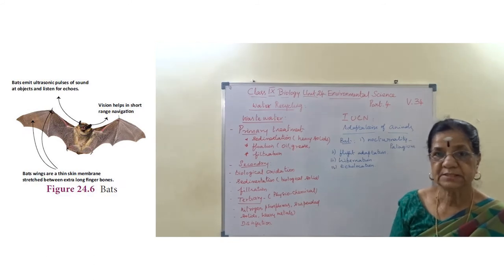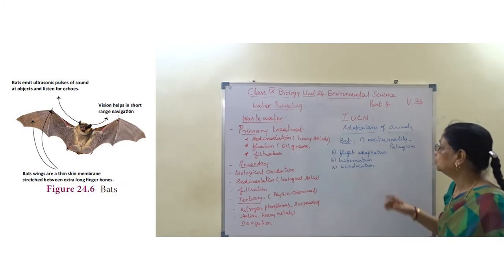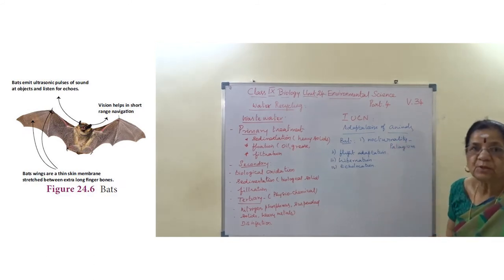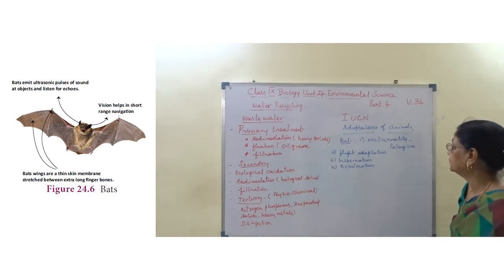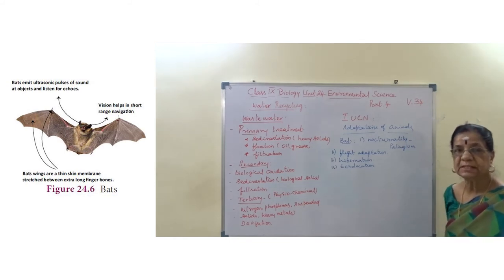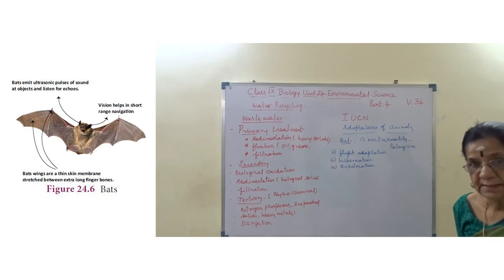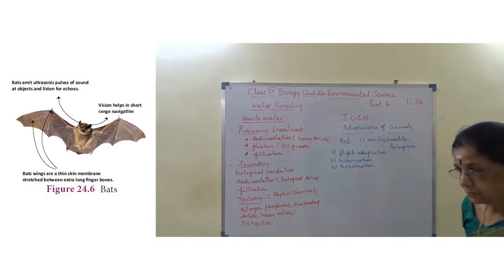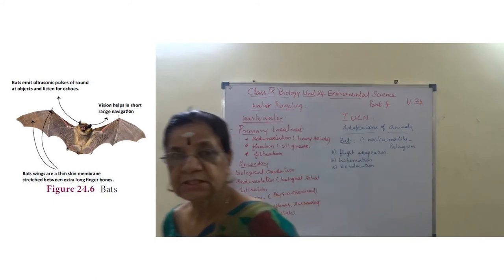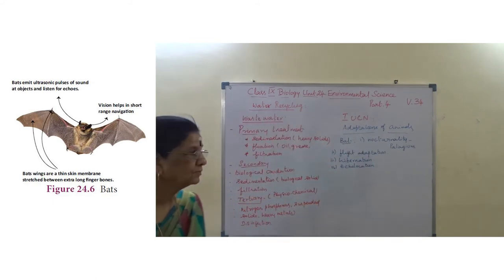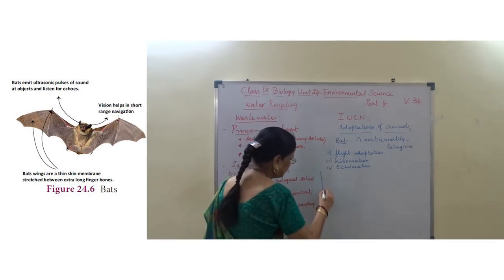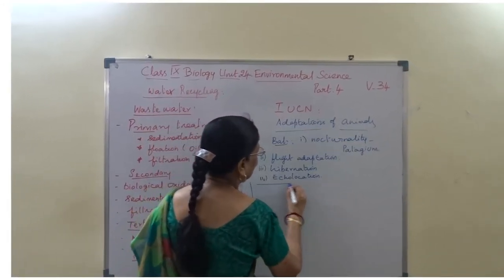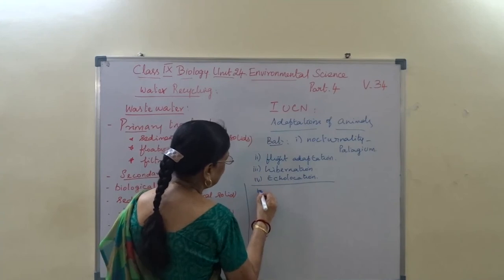I hope you understand. So there are four adaptive features for bat. One is nocturnality, second is flight adaptation, third is hibernation, and fourth is echolocation. Are you clear? So this is for bat. The next one is for earthworm. Adaptations of earthworm.